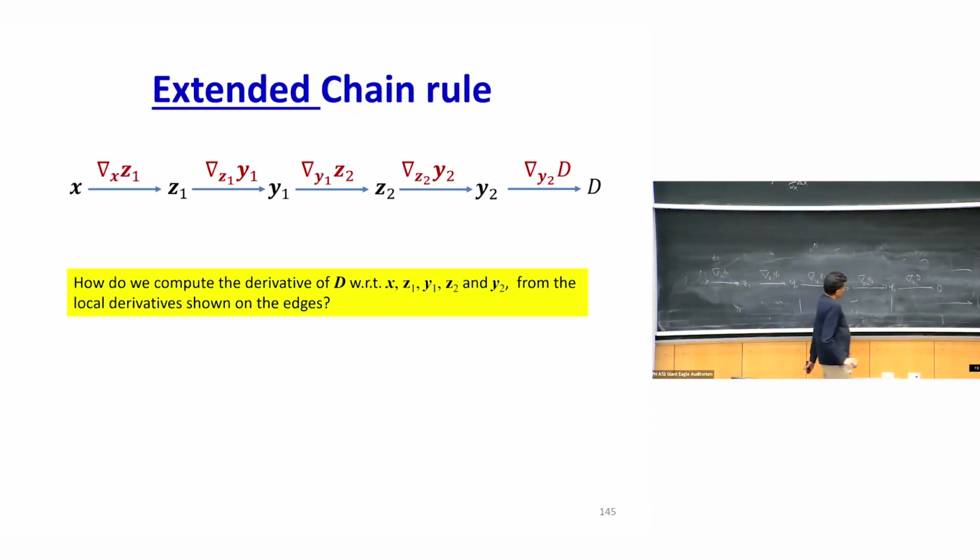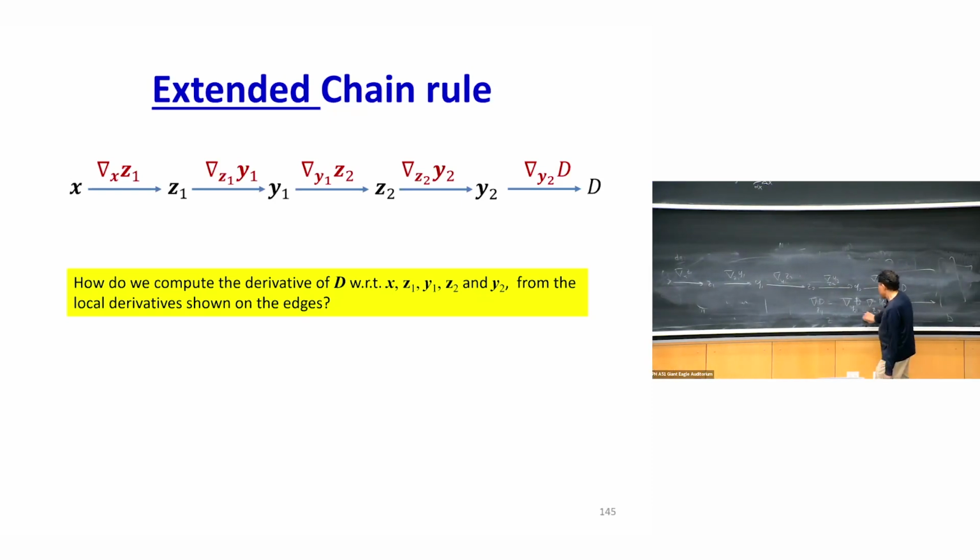So now, what is the derivative of the divergence with respect to z2? Multiply. What would this be? Derivative of divergence with respect to y2 multiplied by the derivative of y2 with respect to z2. So the derivative of the divergence with respect to z2, you're going to start from the right end, right? So this is going to be the derivative of the divergence with respect to y2 times the derivative of y2 with respect to z2. Does this make sense to everybody?